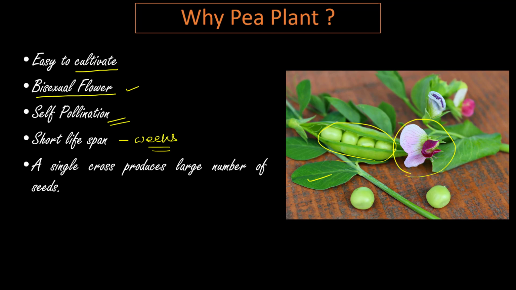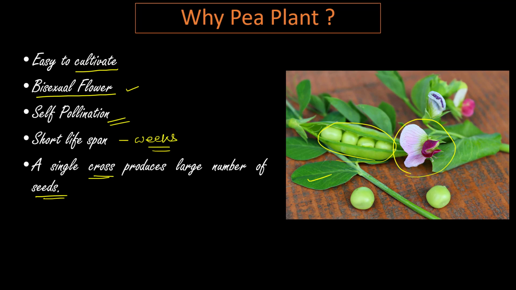Another reason was that a single cross, a single pollination and fertilization process, would lead to the production of a large number of seeds, that is, a large number of progeny. So when we have a large number of seeds and come to a conclusion, our conclusion will be statistically correct.